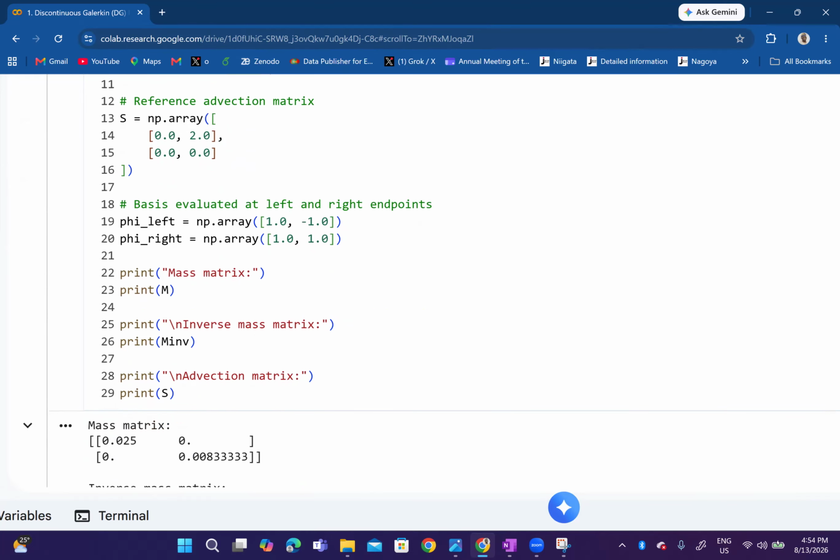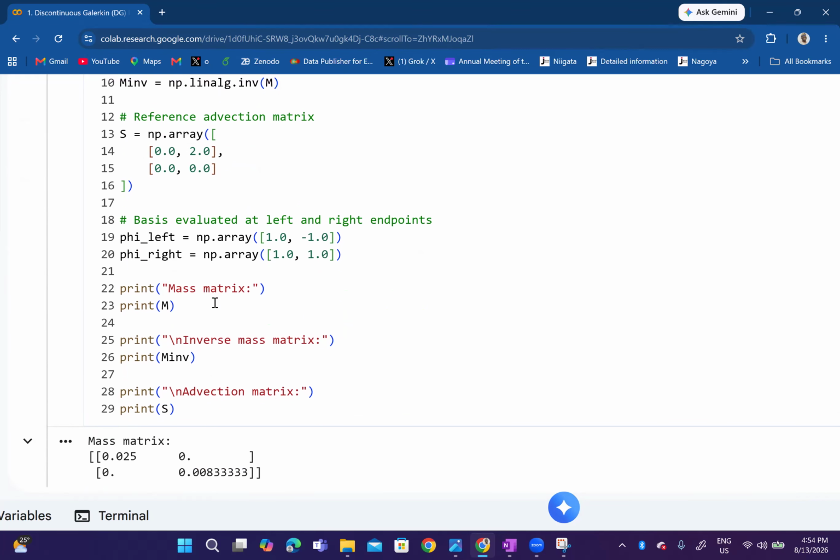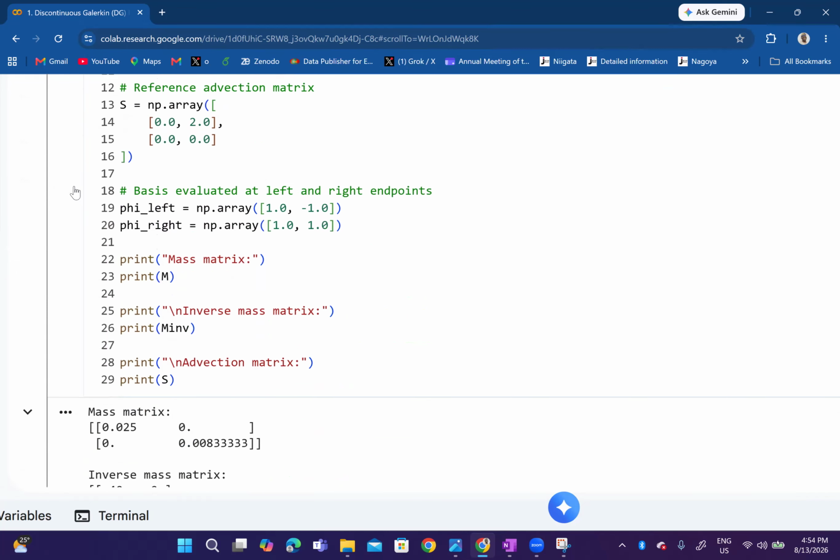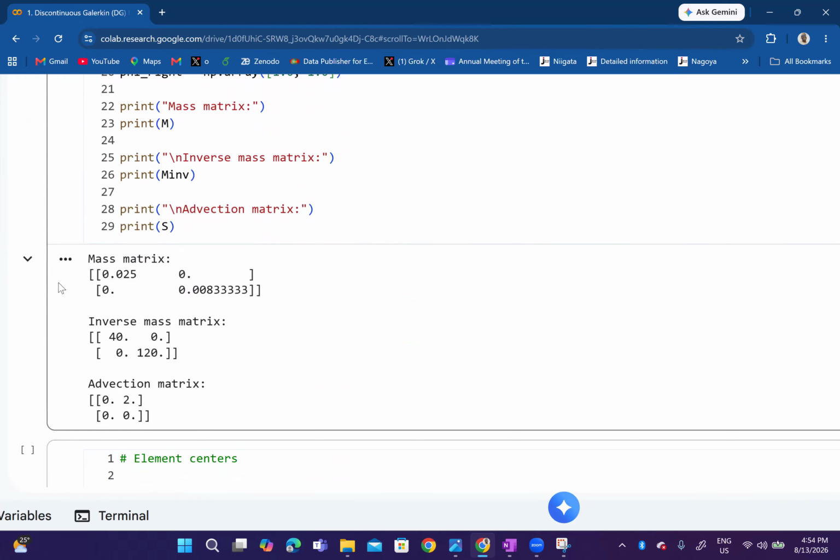Then we have the basis evaluated at the left and right points. Phi left is 1, 0, minus 1, and phi right is 1, 0, 1, 0. So we have the mass matrix, the inverse mass matrix, and the advection matrix. The mass matrix is now 0.025, 0, 0, 0.83, and the inverse of that is 40, 0, 0, 120. The advection matrix is 0, 2, 2, 0.